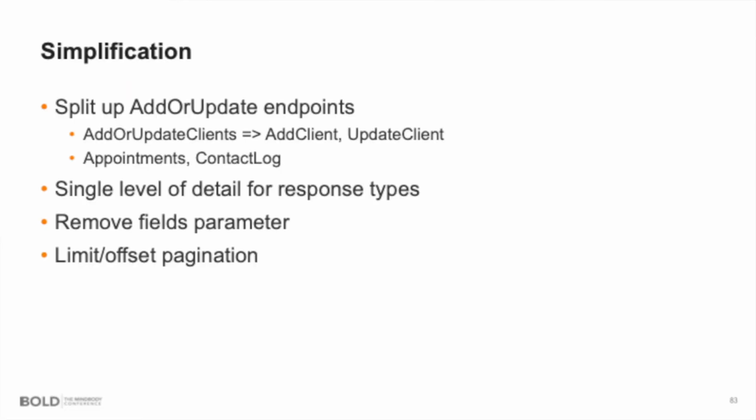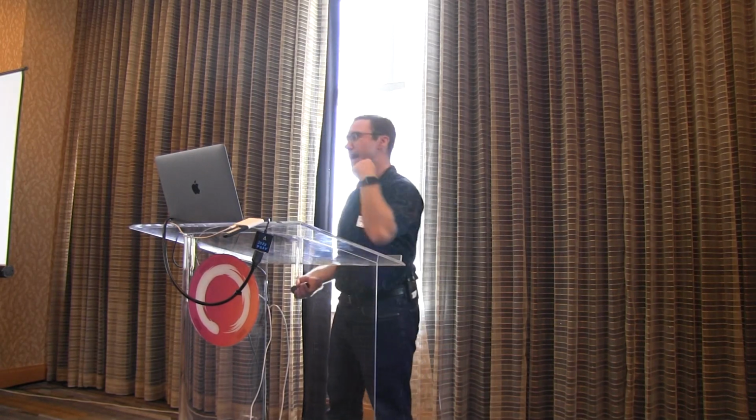Let's see, maybe we can simplify the API a little bit. It's been around for a little while. We got some stuff in there that maybe isn't the best. And so what can we do to simplify this? Well, first of all, let's talk about this whole add or update. We've got multiple endpoints: add or update clients, add or update appointments, add or update contact log. And we're going to take those endpoints and split them up. We're going to say add client, update client, add appointment, update appointment, and so on.